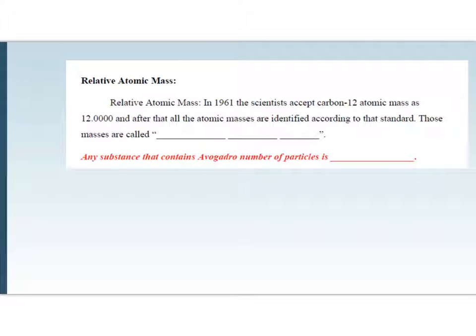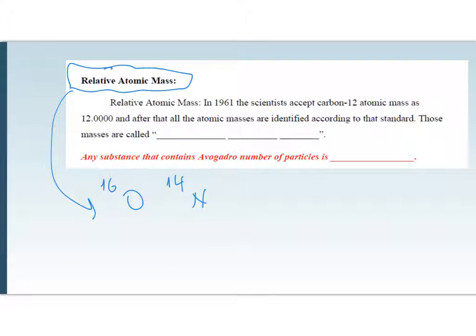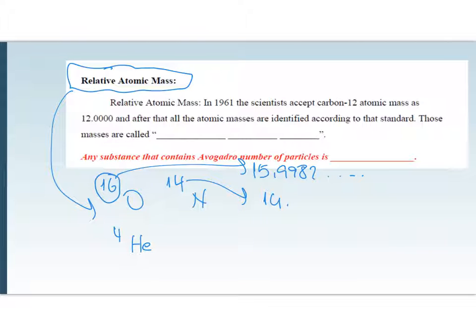Okay, first we start with the relative atomic mass. Some of the atoms, for example, oxygen's mass number is 16. We have nitrogen as 14, helium as 4. In fact, in nature, the mass number of oxygen is not such a good simple number. It is something like 15.9982, and goes like this. And nitrogen is 14.0025, it goes like this.